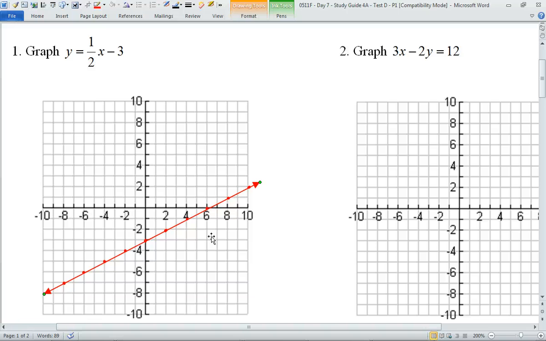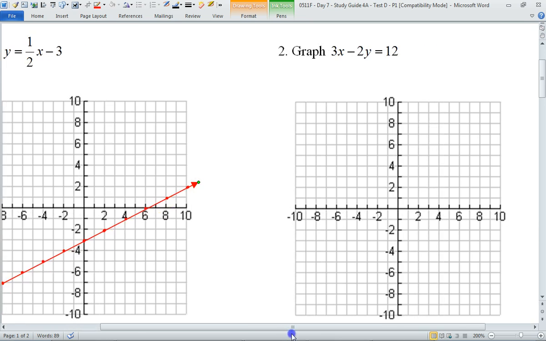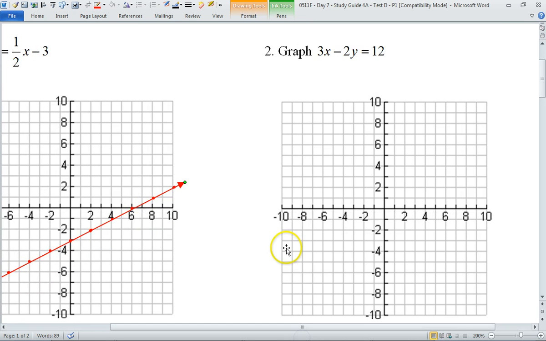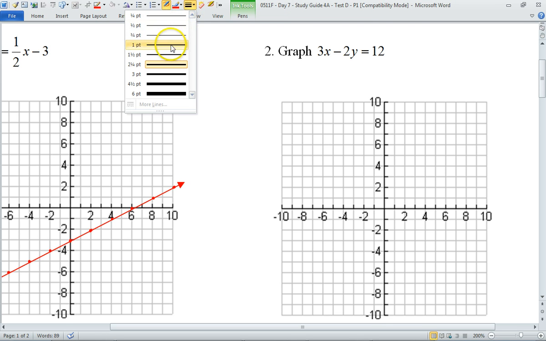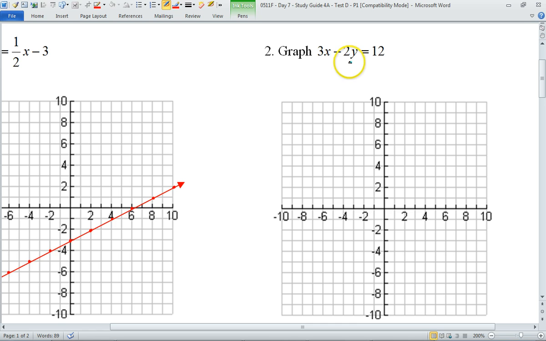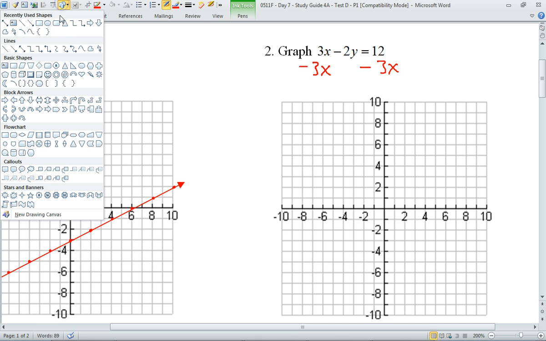Are we good? Okay, now number 2. Number 2 is just destroying you guys, so pay careful attention on number 2 right now. You need to get y by itself. We need to solve this for y. So that's the key to the problem. Make this a little smaller. So if I want to get y by itself, your first step should be to subtract 3x from both sides. Minus 3x minus 3x. Let me give myself space to write.